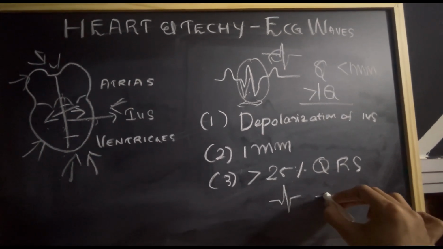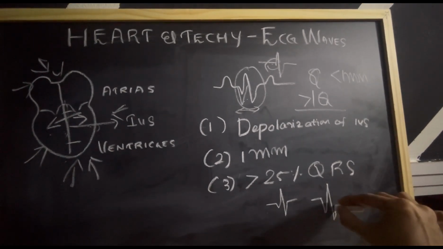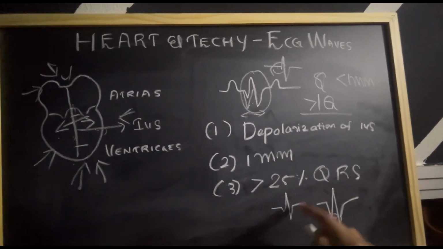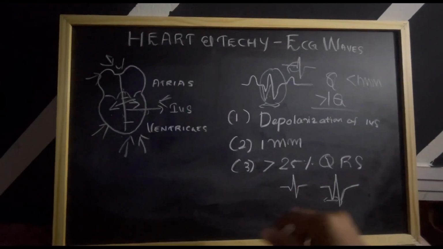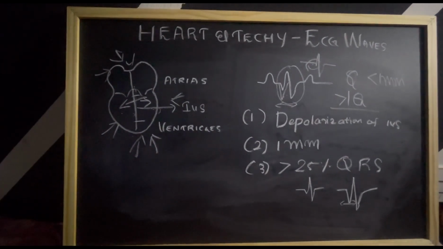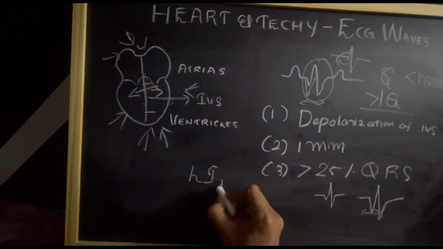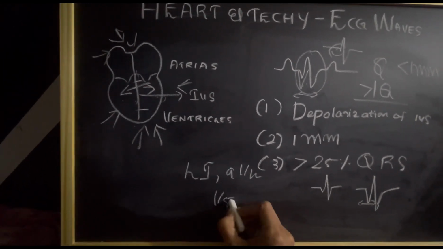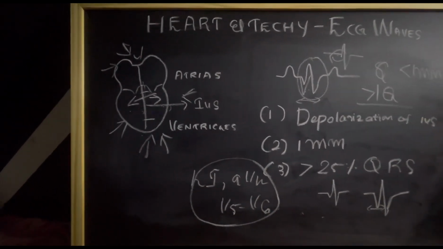If the Q wave is very large, and it occupies almost 25% of the QRS complex, it is considered abnormal. Same as the P waves, in some leads we can see the Q waves very clearly. Those leads are mostly the lateral leads: lead 1, AVL, and the chest leads V5 to V6. So mostly in the lateral leads we can see Q waves more clearly.